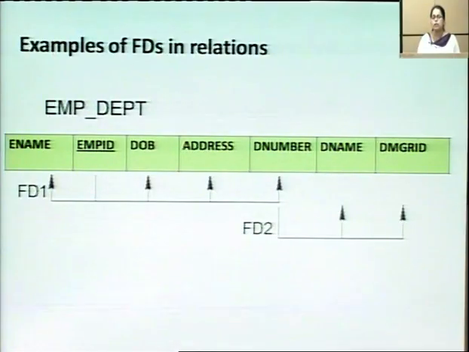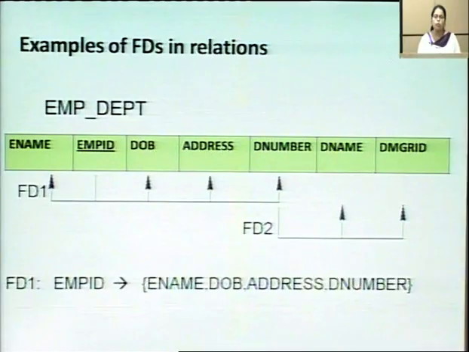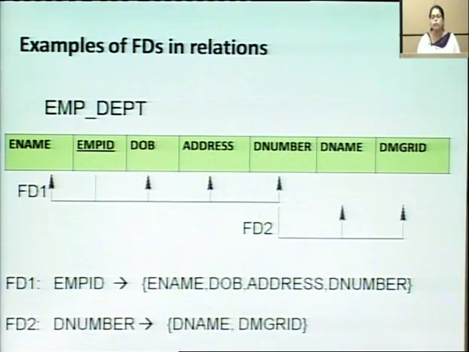So here we can say that for functional dependency 1, this functional dependency holds, meaning for each value of employee ID there is exactly one value of date of birth, address and employee name. Similarly, for a particular value of department number, there is at most one value of department name and department manager ID. Now we can write functional dependency 1: EMP_ID arrow EMP_NAME, date of birth, address and D_NUMBER, and D_NUMBER functionally determines the set of D_NAME and D_MANAGER_ID.